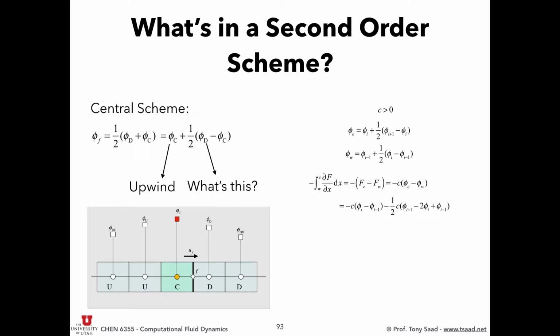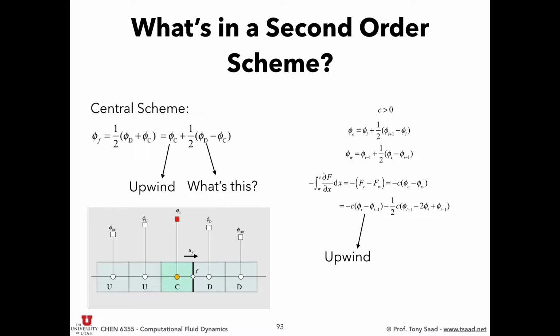You plug in the values and collect terms, and this is what you get. So what is the first term here? Yeah, that's coming from the upwind, if you remember the previous slide. Now what is the second term? What does this look like?